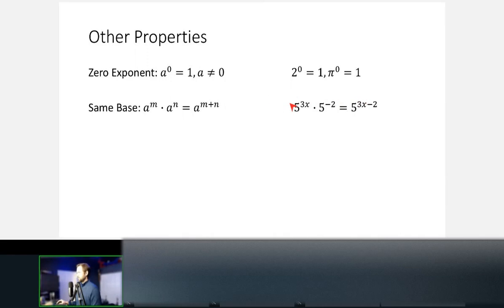For whatever reason, people mix those properties up, and you have a bad habit of multiplying these exponents together instead of adding them. So same base, multiplying, you add the exponents. That's why I like the whole power multiply now. That is the only time you multiply exponents. Power to a power, multiply now. And then here's another one. 2 to the 0 is equal to 1. Pi to the 0 power is equal to 1.